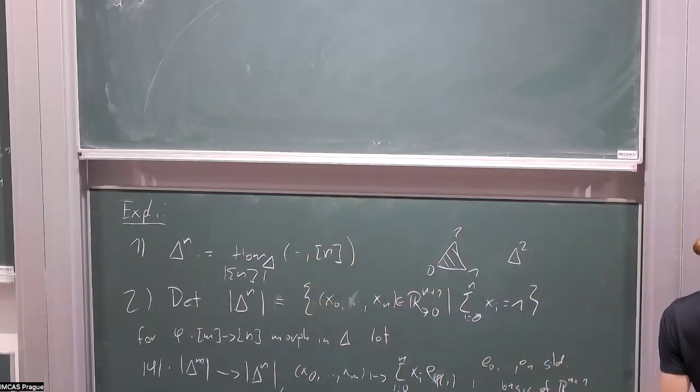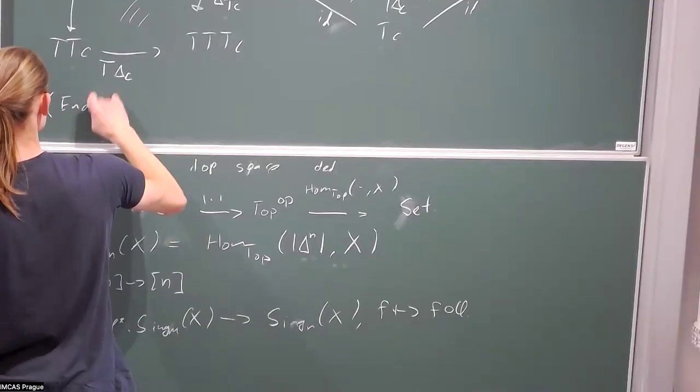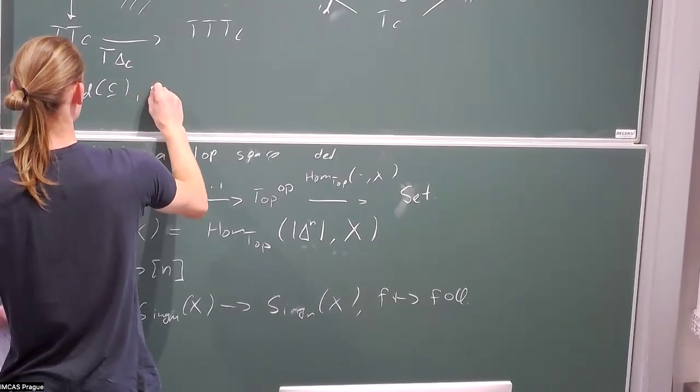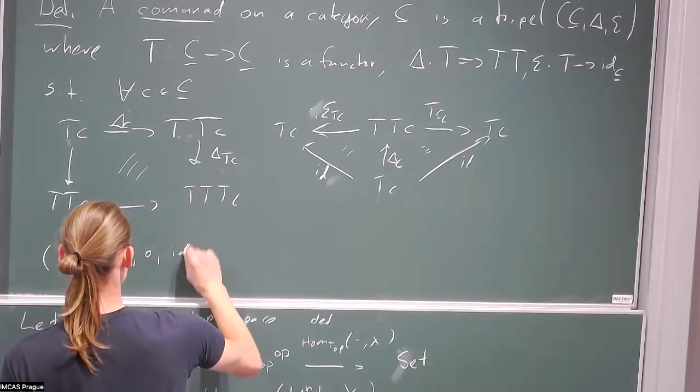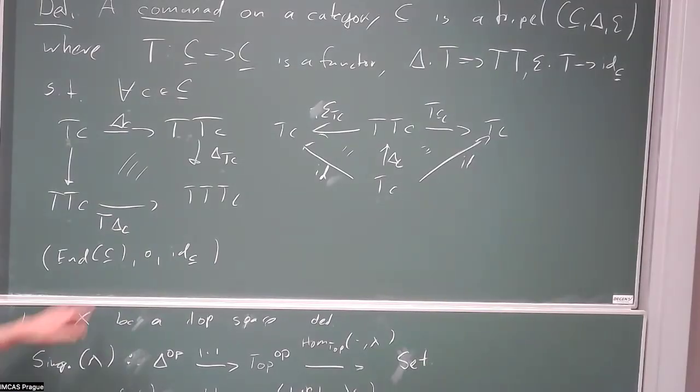So if you have any category C, then you can look at the category of endofunctors. This is a monoidal category where the monoidal product is given by composition of functors, and the monoidal unit is given by the identity functor. And now a comonad is simply a comonoid in this category. And I guess that the notion of monad should be the categorification of the notion of algebra.